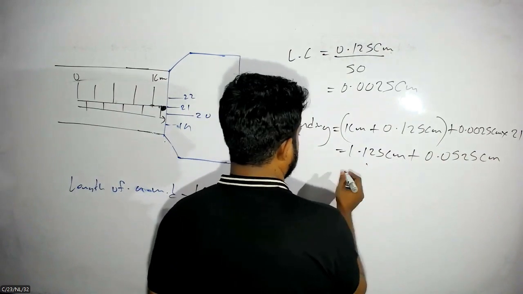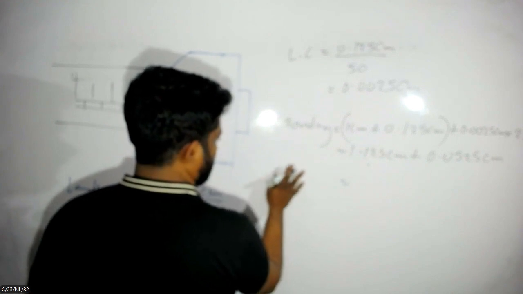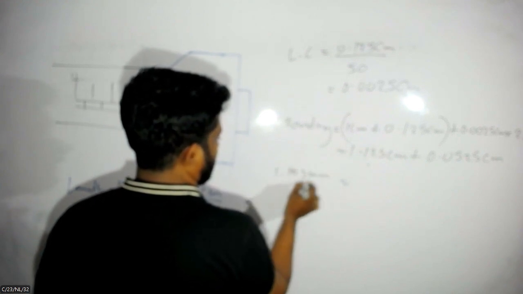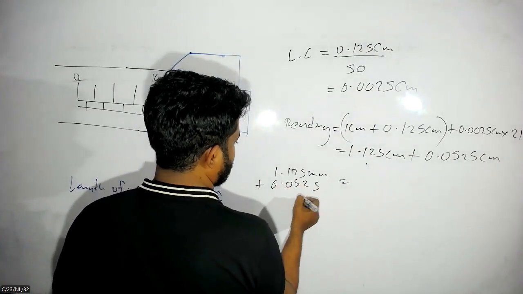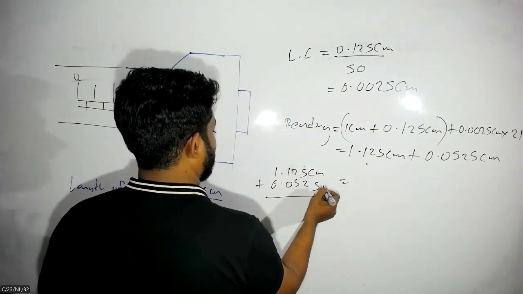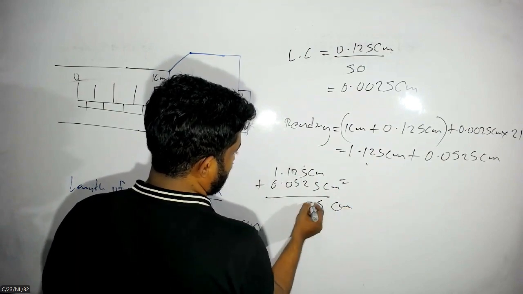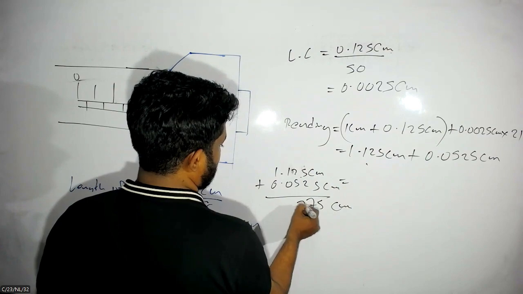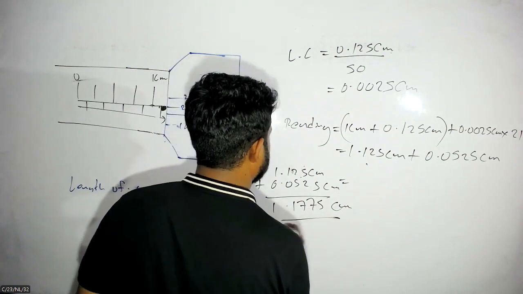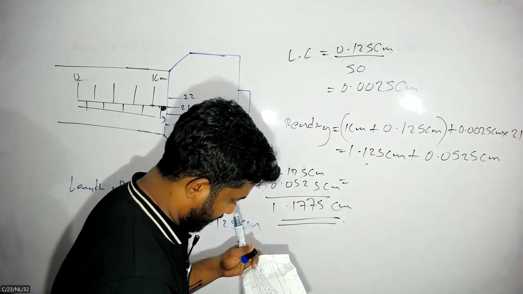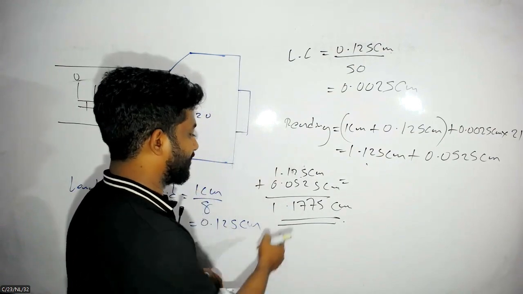Then you need to find the reading. Length from here to here is 1.125 centimeter plus 0.0525 centimeter. That gives 1.1775 centimeter. Which one is the answer? The answer is not given. Right, the answer is not given. This one is the answer.